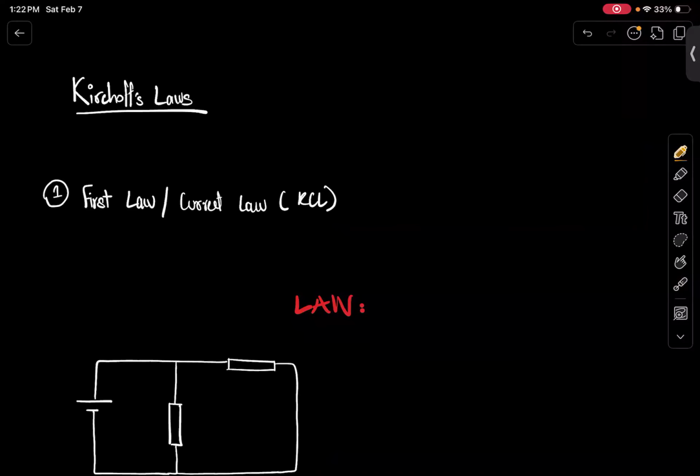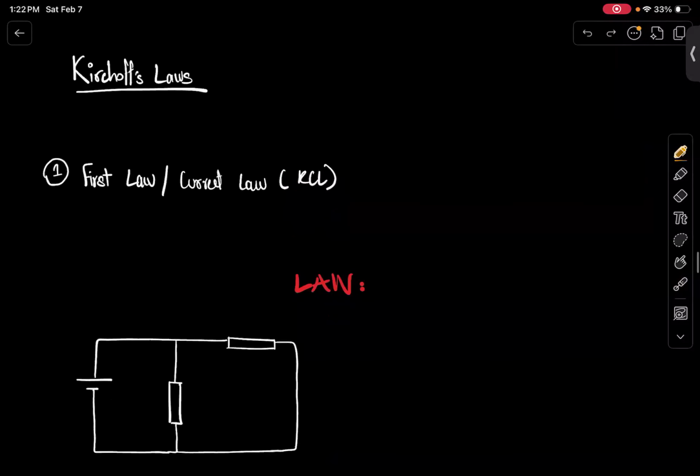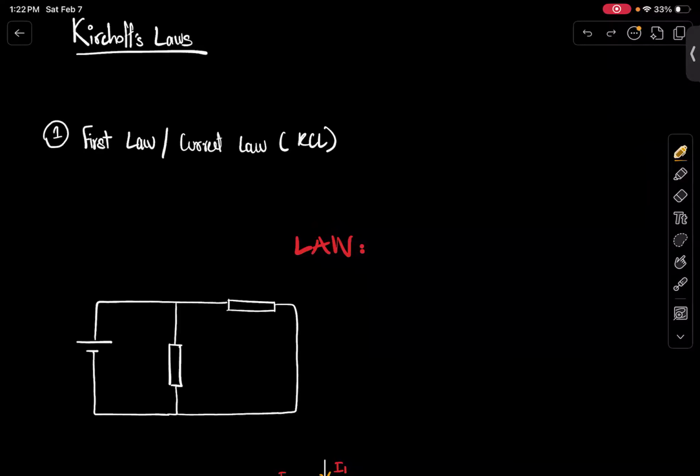That is called the current law, also known as KCL. That's pretty simple, right? It basically says that the sum of currents entering a junction, it's pretty basic, you already know this stuff, is equal to the sum of currents leaving a junction. That's it.